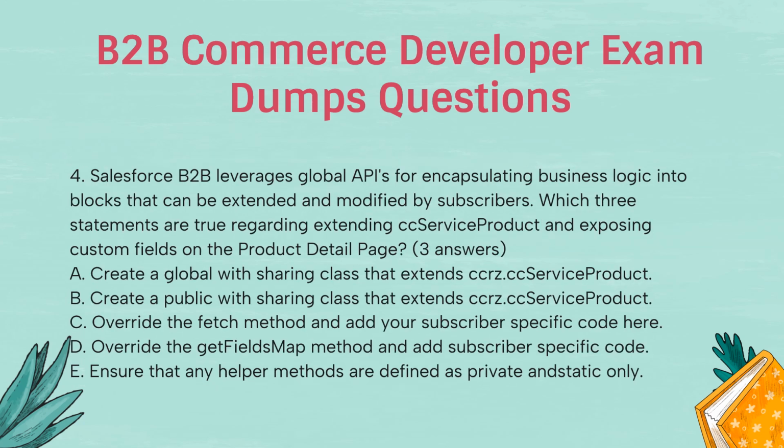4. Salesforce B2B leverages global APIs for encapsulating business logic into blocks that can be extended and modified by subscribers. Which three statements are true regarding extending CC service product and exposing custom fields on the product detail page? 3 answers. A. Create a global with sharing class that extends CCRS CC service product. B. Create a public with sharing class that extends CCRS CC service product. C. Override the fetch method and add your subscriber-specific code here. D. Override the getFieldsMap method, and add subscriber-specific code. E. Ensure that any helper methods are defined as private and static only.